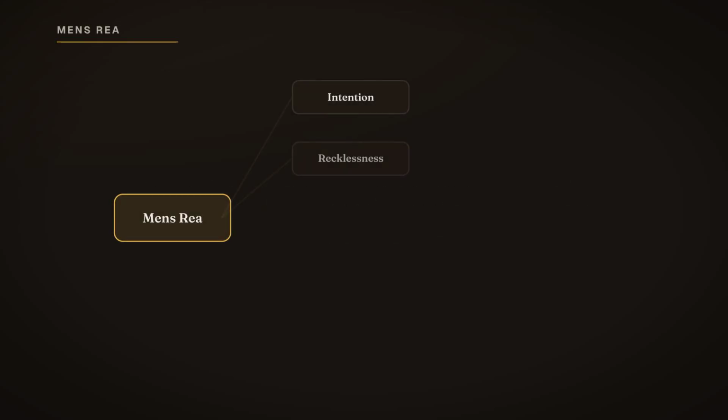Mens rea is the mental element of a crime. It sits at the heart of every serious offense, and it comes in several forms, each demanding a different degree of fault. We have 5 key concepts to work through: intention, recklessness, negligence, transferred malice, and the coincidence rule.